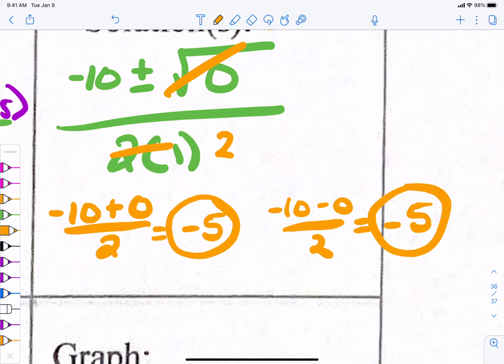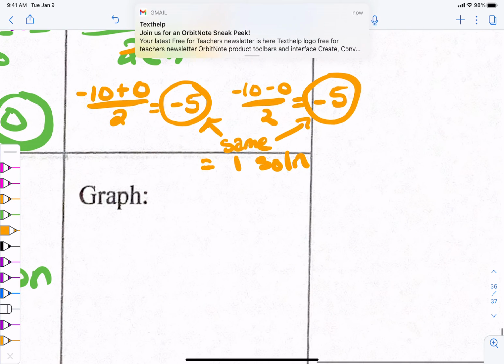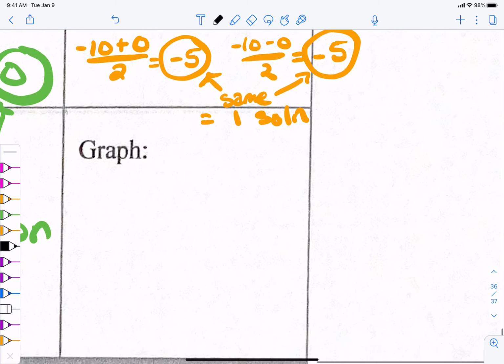So I have two answers, but they're the same answer, right? So since they're the same, I really only have one solution. Does that make sense? It's just negative 5, right? Okay, because adding 0 is the same thing as subtracting 0. Okay, now let's graph it. Let's see what it looks like on a graph.